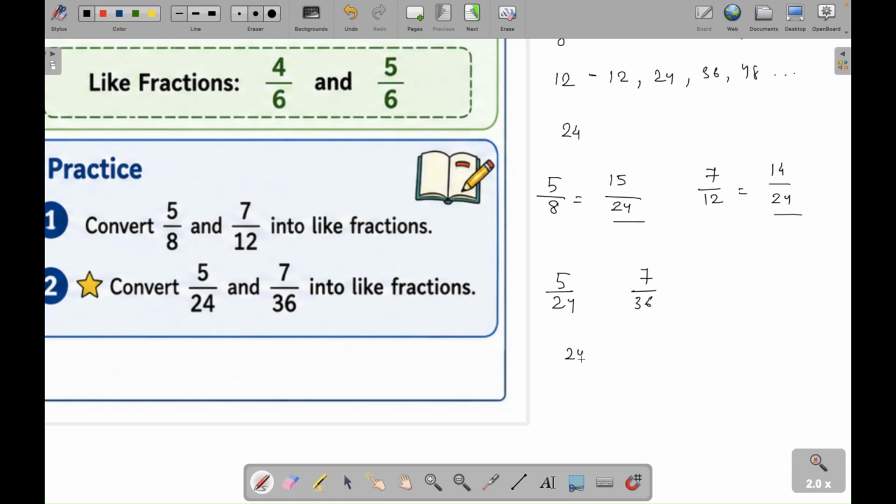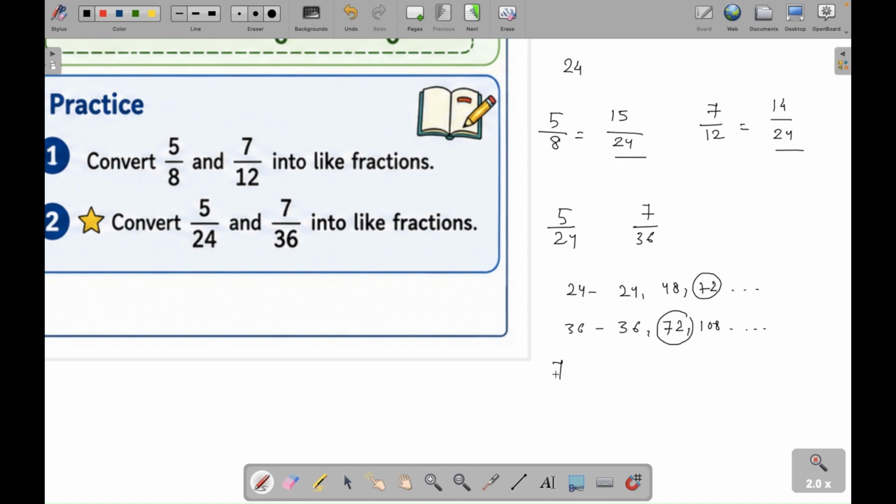So I'll just list the multiples of 24. So it is 24, 48, 72, and so on. Right, for 36 it is 36 and then 72, then 108 and so on. Right, so the smallest common multiple is 72. So their LCM is 72.